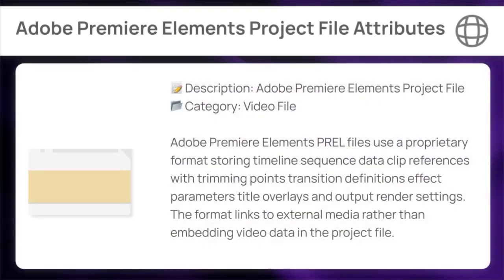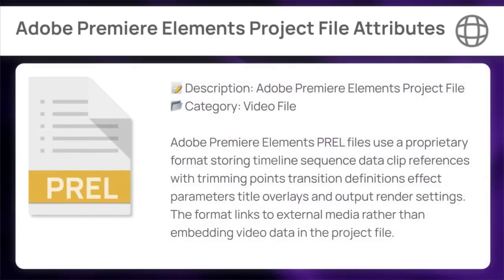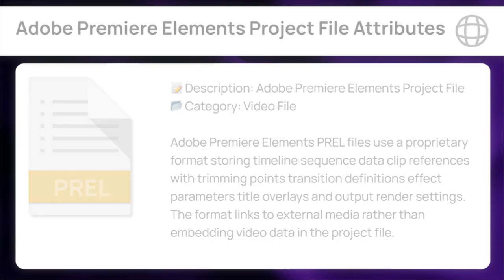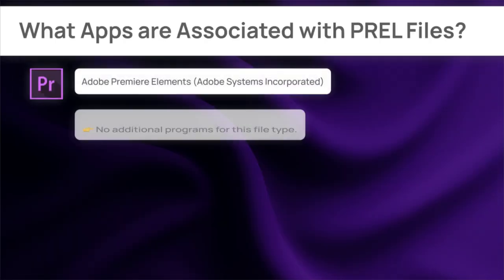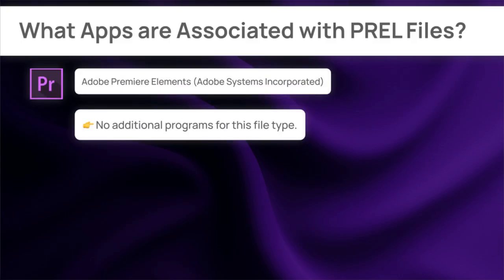Adobe Premiere Elements PREL files use a proprietary format storing timeline sequence data, clip references with trimming points, transition definitions, effect parameters, title overlays, and output render settings. The format links to external media rather than embedding video data in the project file. Commonly, PREL files use Adobe Premiere Elements, developed by Adobe Systems Incorporated.